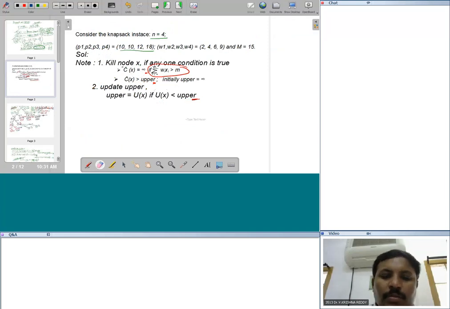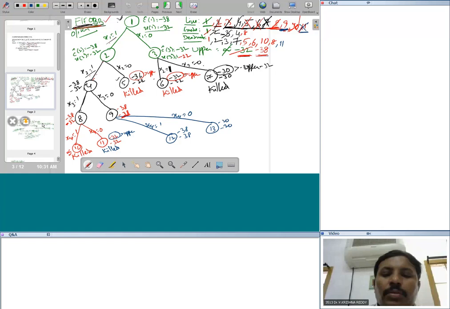Kill node condition: two conditions are there. Is any U of x infinity? No. Is the C of x greater than upper? Then you have to kill it. What is the C of x and upper? Upper is 38. C cap of x is 38. It is not greater than.